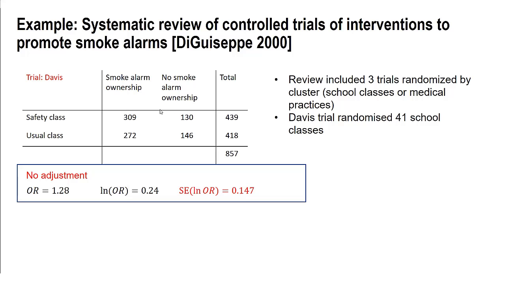So from this information, this 2x2 table, we can calculate the odds ratio. So here we have an odds ratio of 1.28. And of course, for the meta-analysis, we would calculate the log of this, although this would all be done behind the scenes in RevMan. And we can also quite easily calculate the standard error of the log odds ratio using the usual formula.